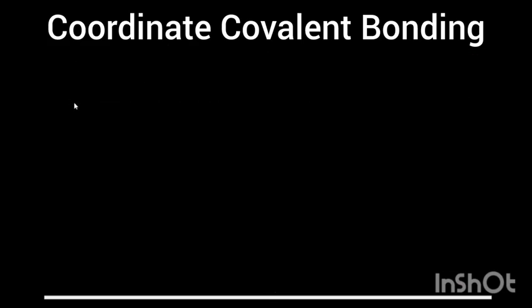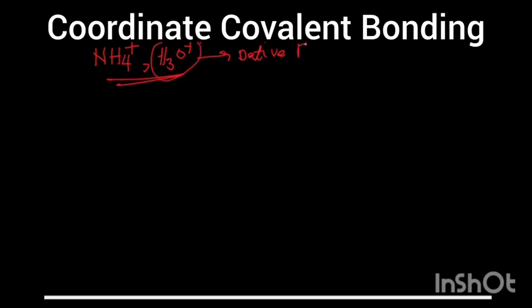So apart from H3O plus that undergoes coordinate covalent bonding, another molecule that undergoes coordinate covalent bonding is ammonium ion. So ammonium ion is NH4 plus, and H3O plus. The two of them are undergoing what? Dative bonding. I've explained how this one undergoes dative bonding. Now I want to quickly explain how NH4 plus undergoes dative bonding. It is formed from NH3.